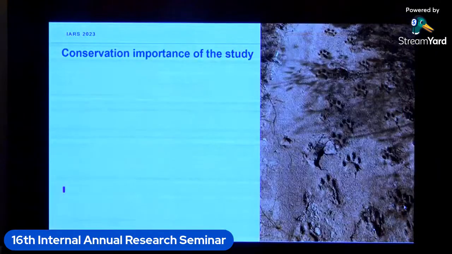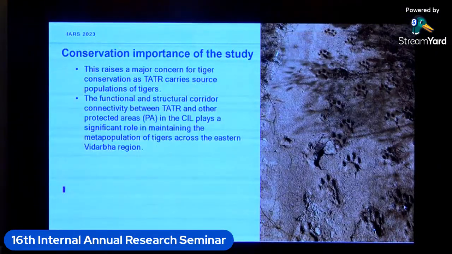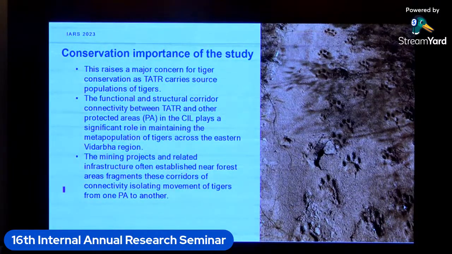Why this study is important in conservation is because, as I told you, it has a very high tiger density area, that is Karwar, and 5 corridors connect this tiger reserve to another 5 protected areas. And this tiger reserve has a source population, so obviously we want the movement of animals from one protected area to the next.